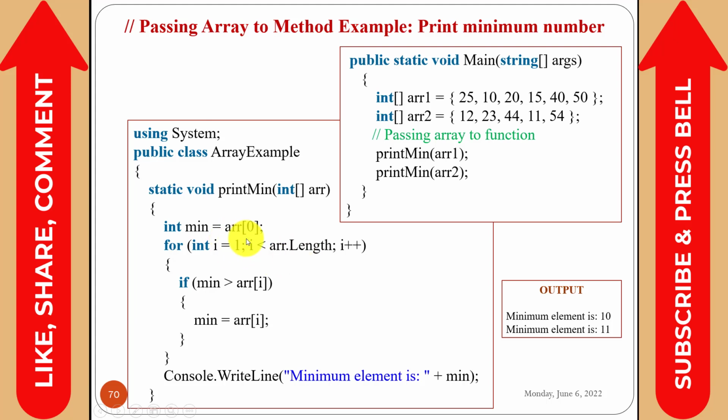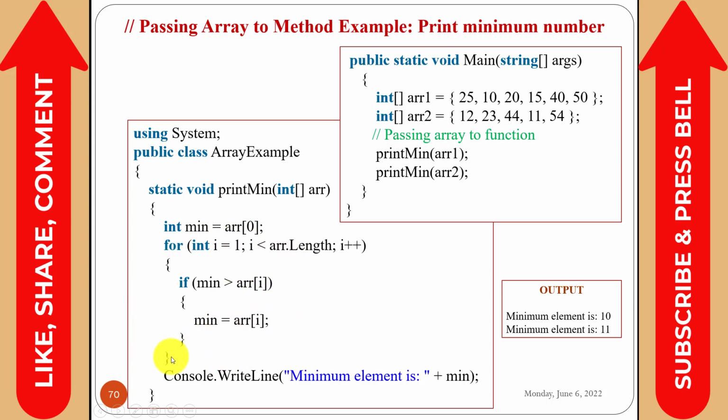Why 1? Because the 0 element we already fixed to the variable min. So that's why we check from 1. If the minimum element, meaning arr[0], is greater than arr[i], the value of min will be initialized by arr[i]. If it is smaller, the same value is kept. It will continue the process till the minimum element is found.